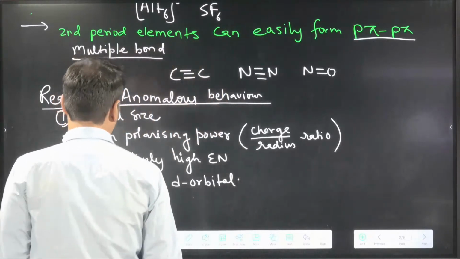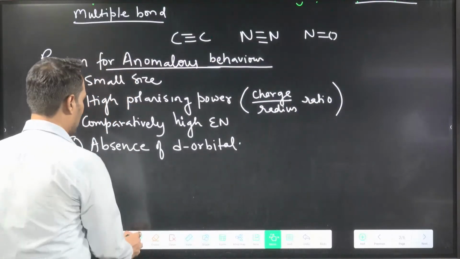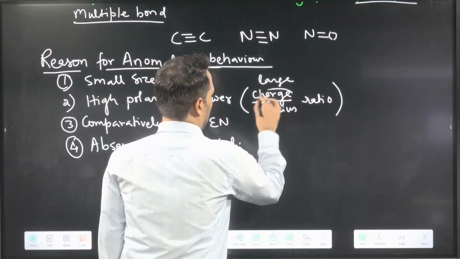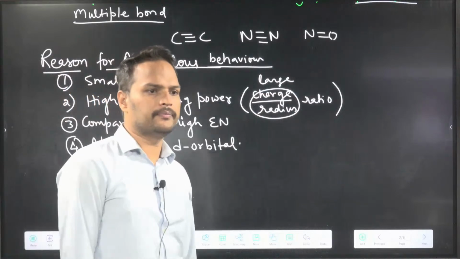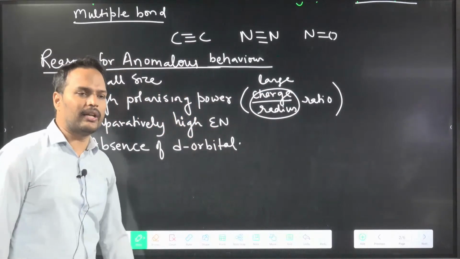Polarizing power. Charge to radius ratio. Large charge to radius ratio. You can say like this also, that large charge to radius ratio. Clear? Okay. Comparatively high electronegativity.